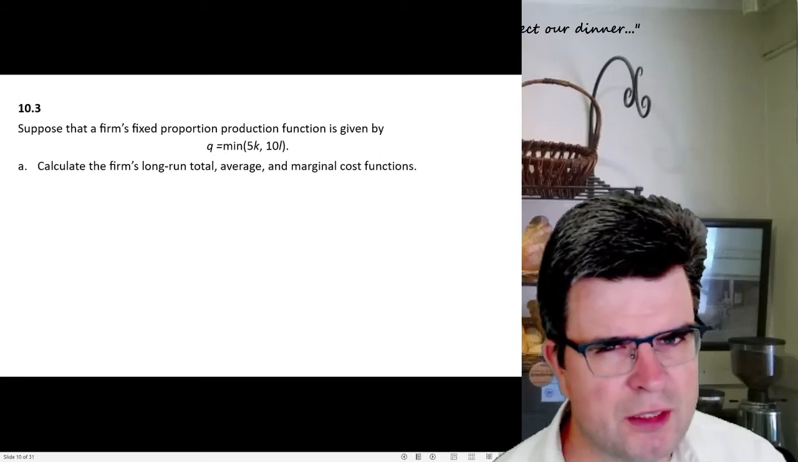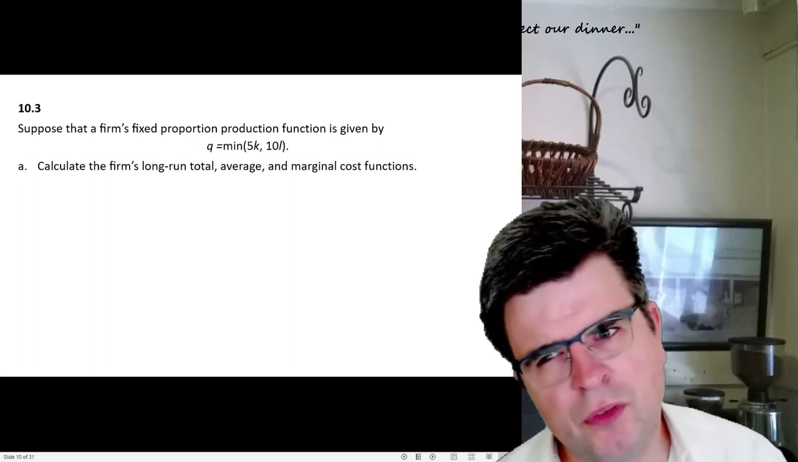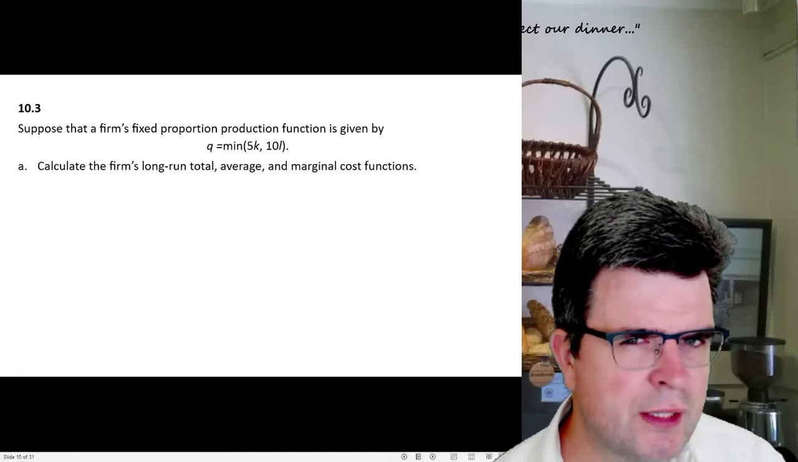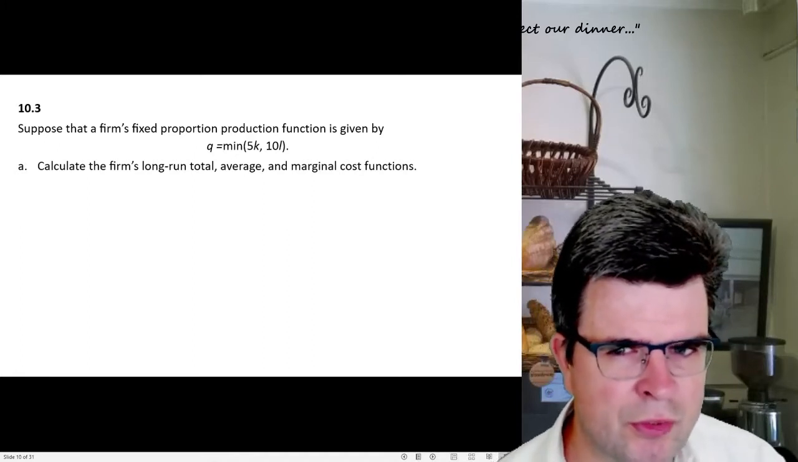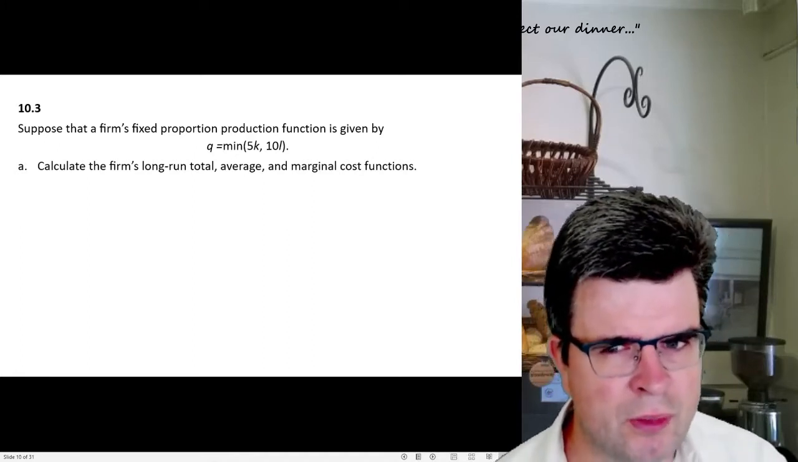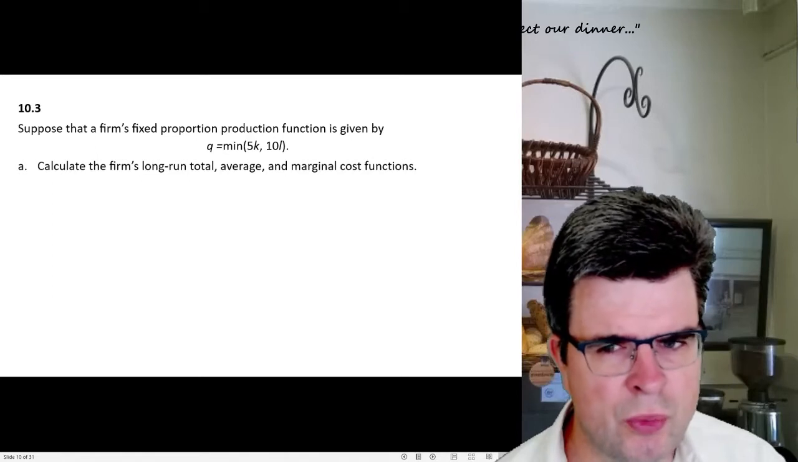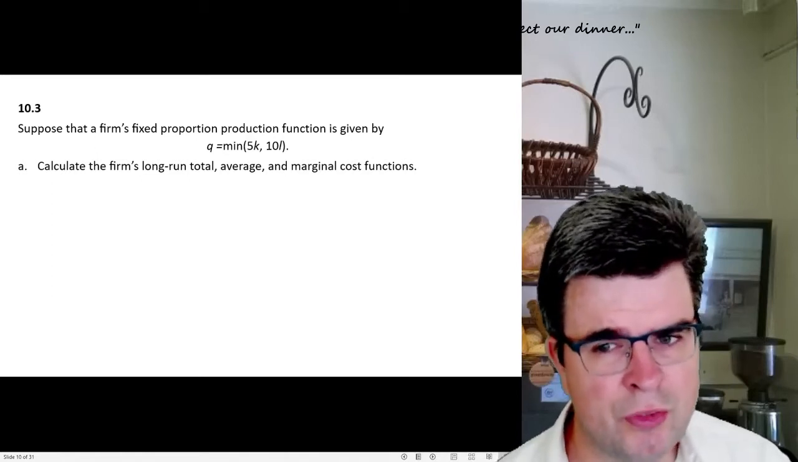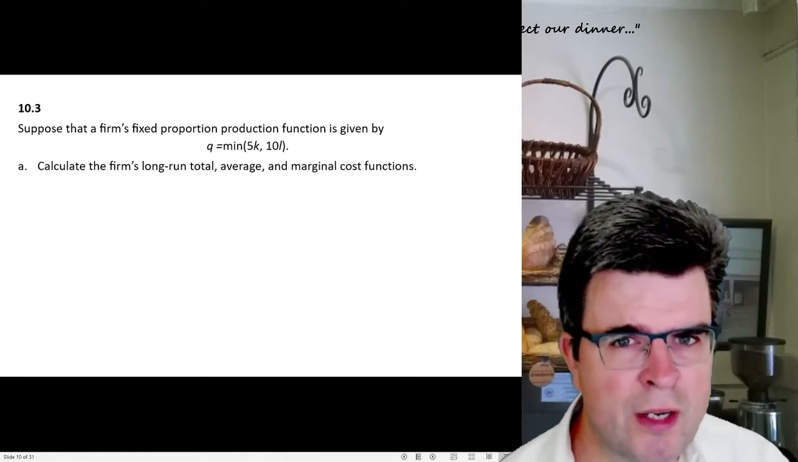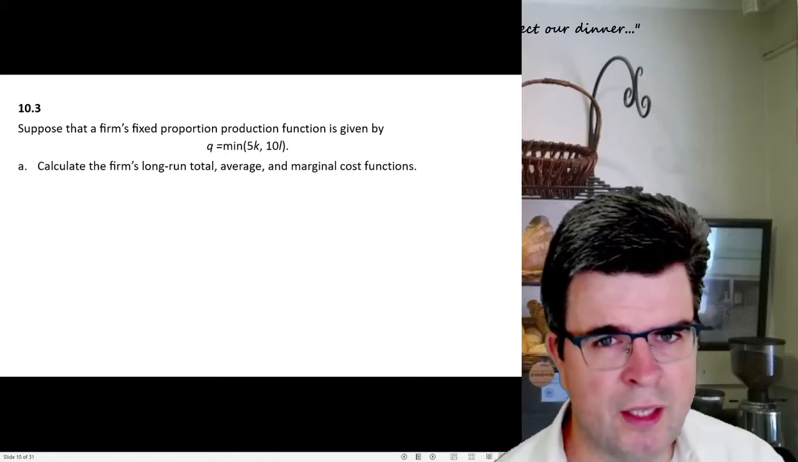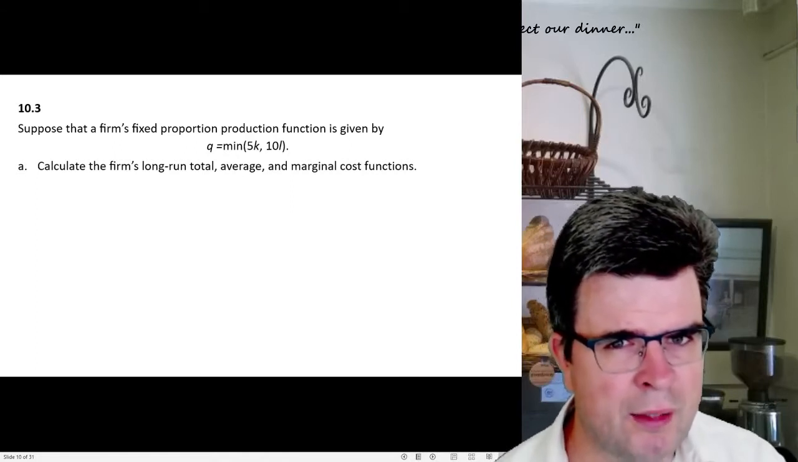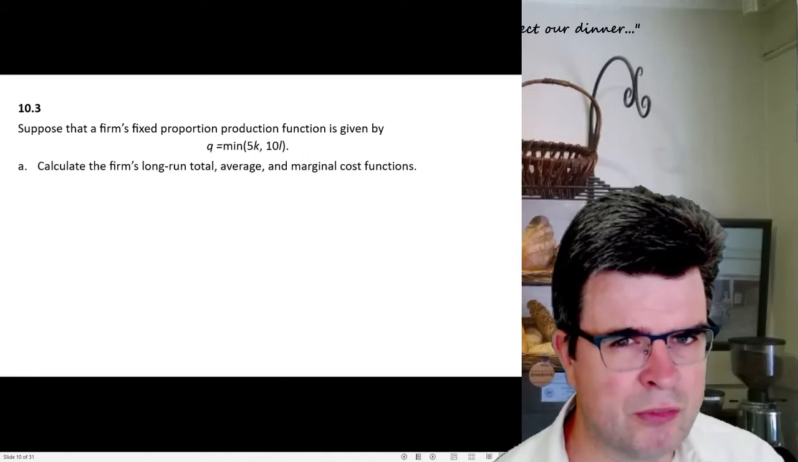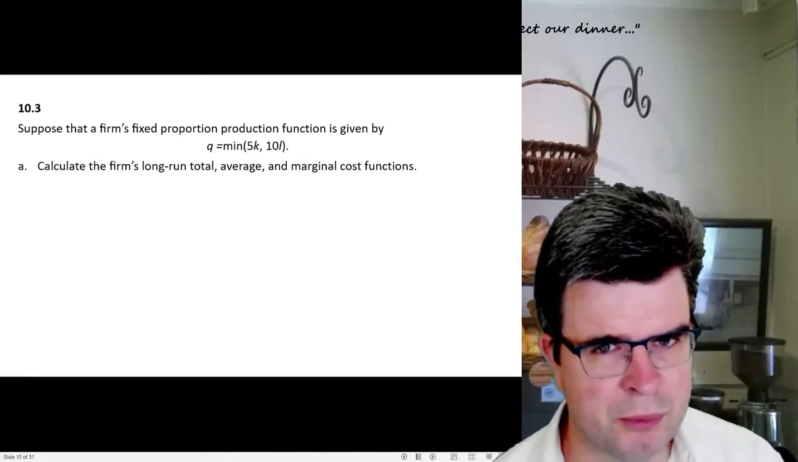The next exercise that we discuss is exercise 10.3. And 10.3 again brings us a very particular production function, as you can see. So here the production function Q is a minimum function, the minimum of 5K and 10L, which means that either capital or labor can really serve as a bottleneck in your production process.